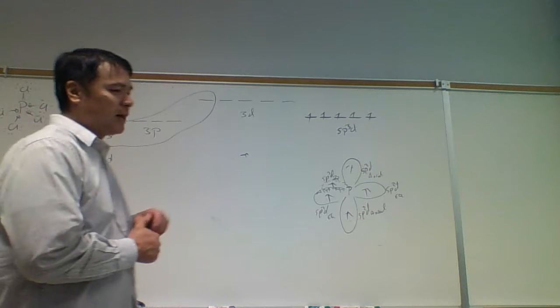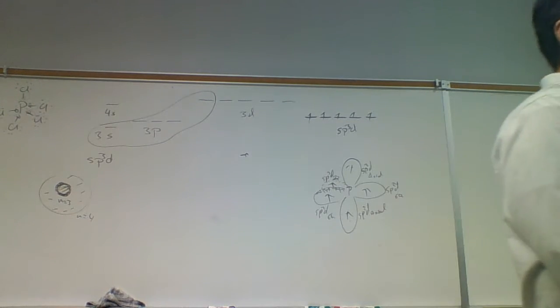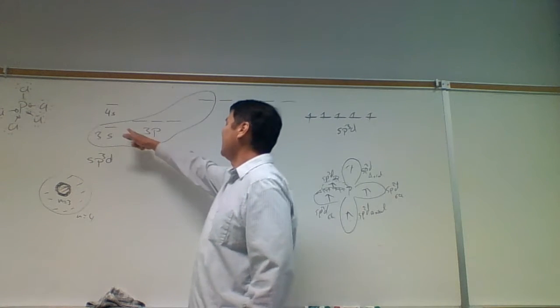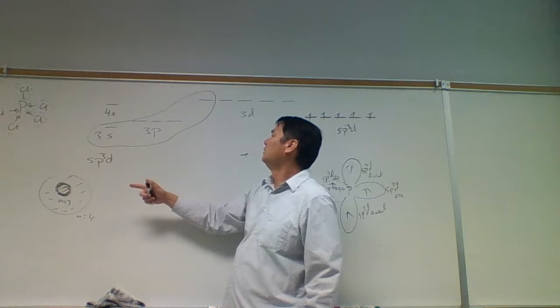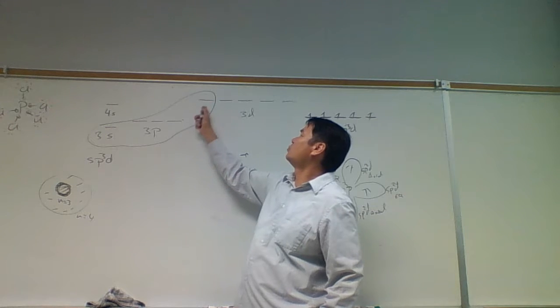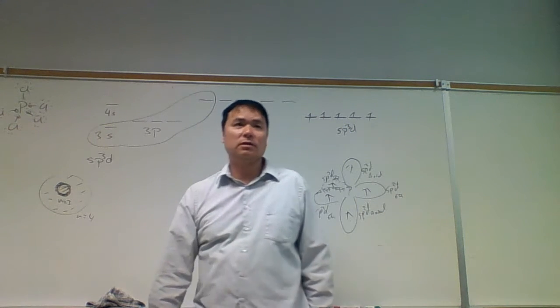This is the expanded octets. For expanded octets, we need to take advantage of the d orbitals, because to just do a regular octet, S and P is adequate. This gives us 8 in the octet. To get 10, we need 1 d. To get 12, we need another d. So we have the d2 configuration.